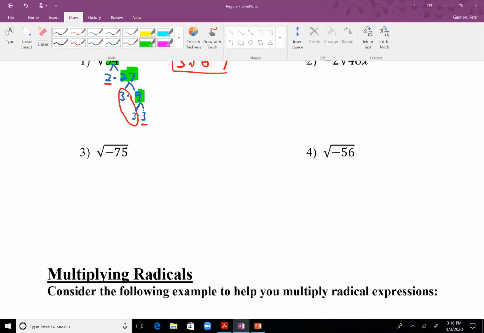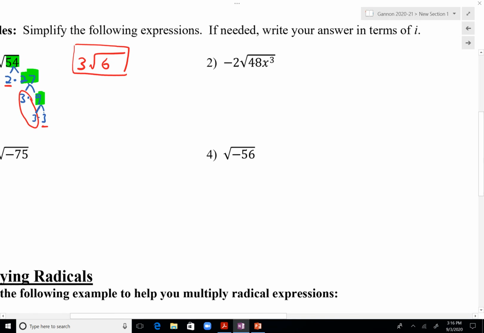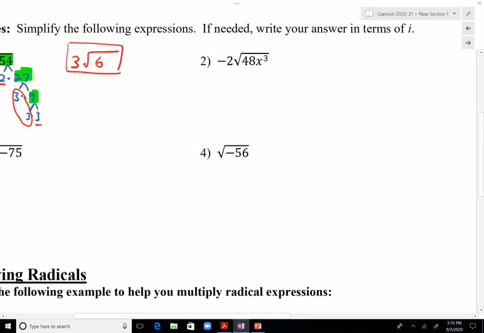All right, let's take a look at number 2. So now for number 2, the only addition is that there's a variable. So a lot of times what I'll do is I'll break it out. I'll separate the square root of 48, and then I'll separate the square root of x cubed.